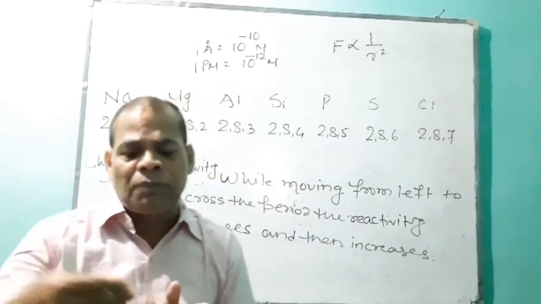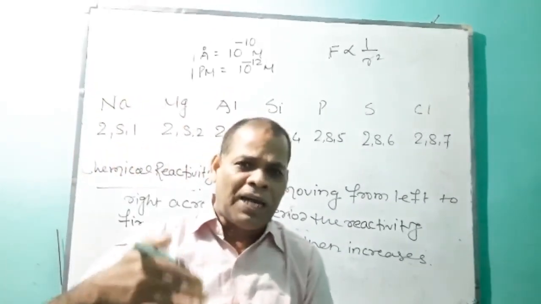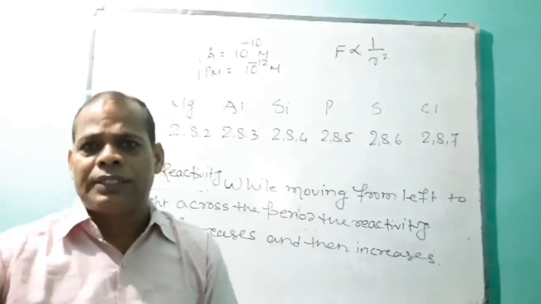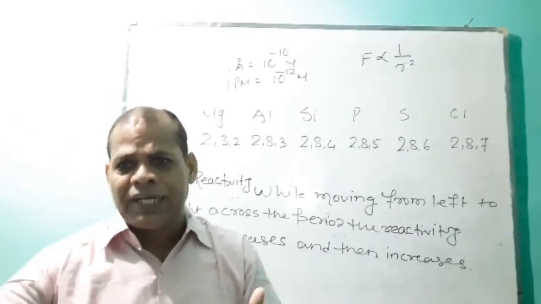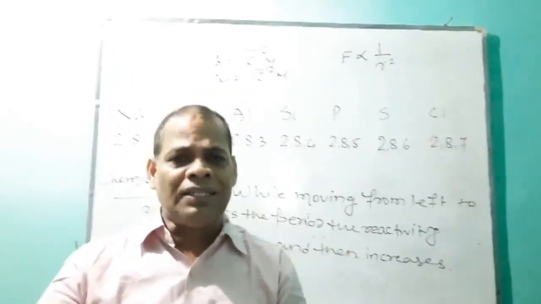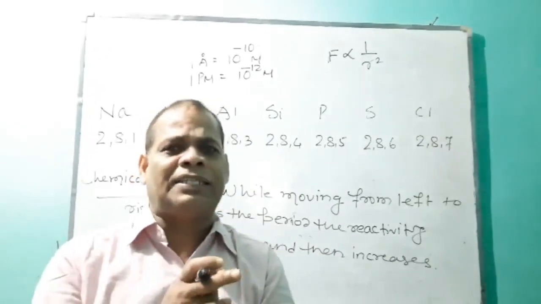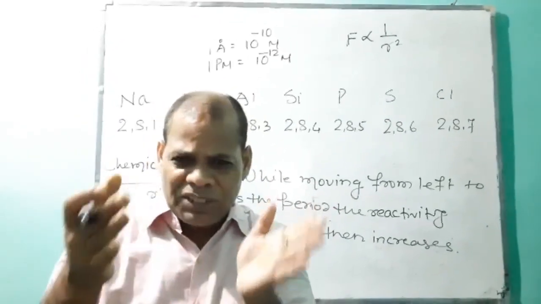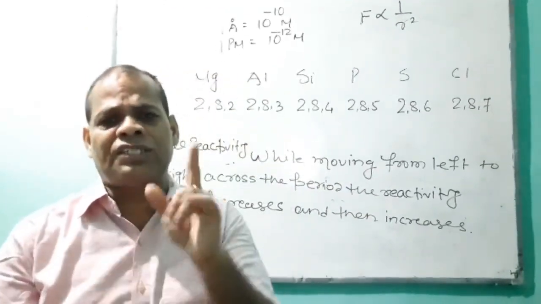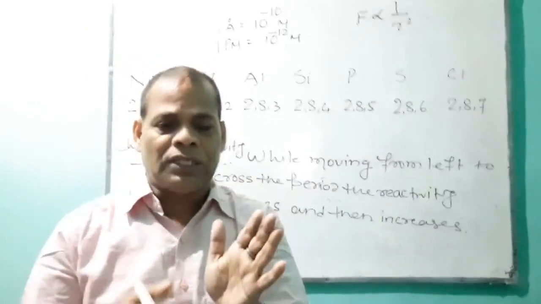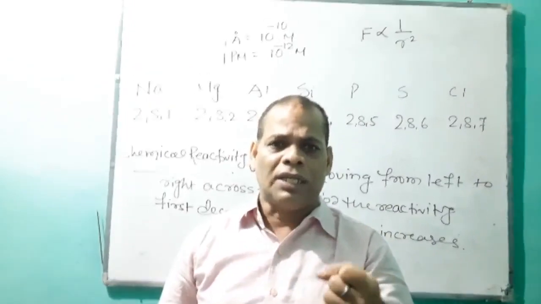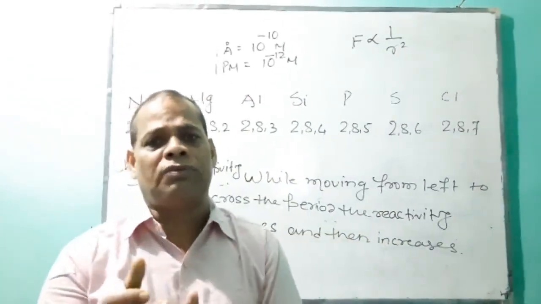So, if the force becomes weakened, then the valence electron is easily lost. It means their reactivity will be higher. On the other hand, if the valence electrons are strongly held by the nucleus, meaning the distance from the nucleus to the outermost shell is less, then the force of attraction will be stronger. In that case, the tendency of losing electron will be less.